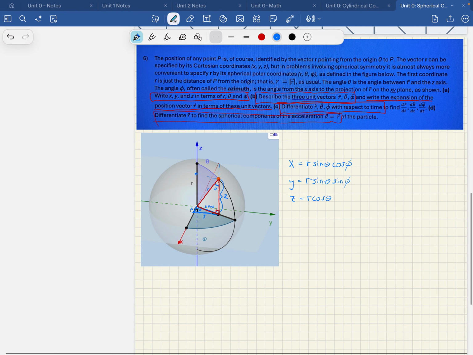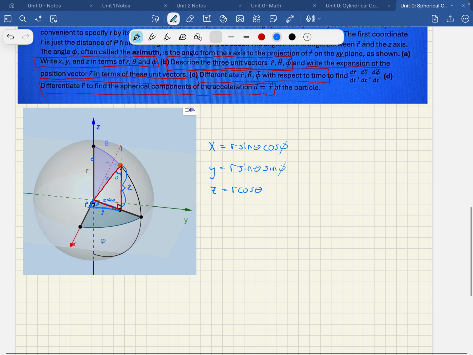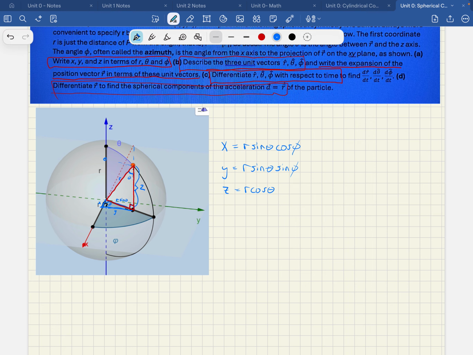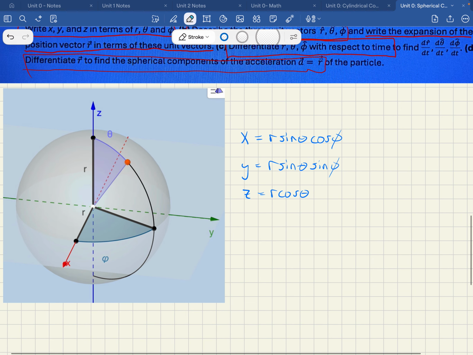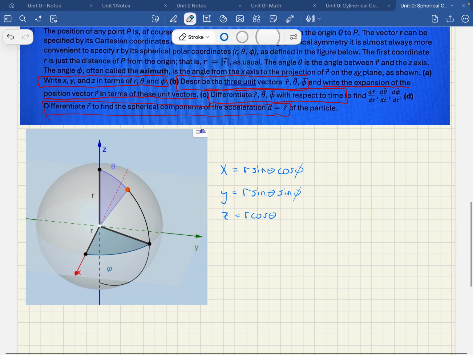Okay, and of course we can look those up. Anywhere you go, you can look up x, y, and z in spherical coordinates, as long as the spherical coordinates are defined the same way that we've defined them here. But being able to draw it on this picture really helps. X, y, and z in terms of r, theta, and phi.